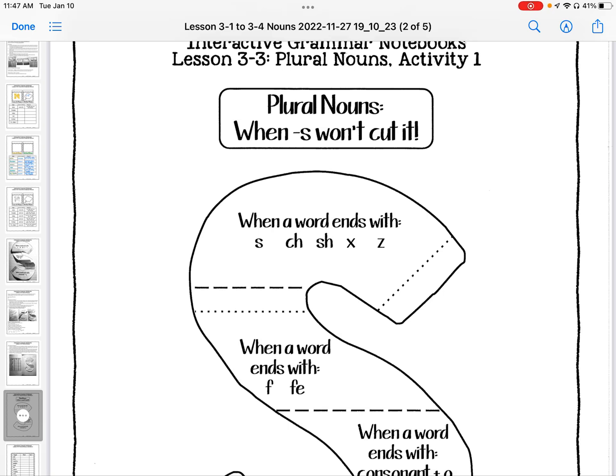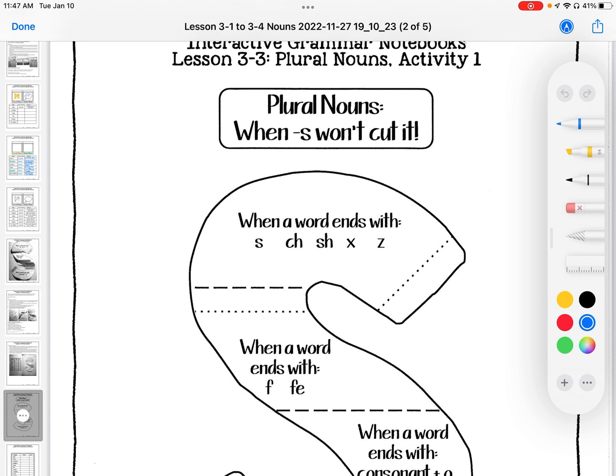Today we're going to cover plural nouns, and then I'm going to give you some examples of ways to change different nouns to make them plural. Plural means more than one. So off to the side of your paper, write plural equals more than one.